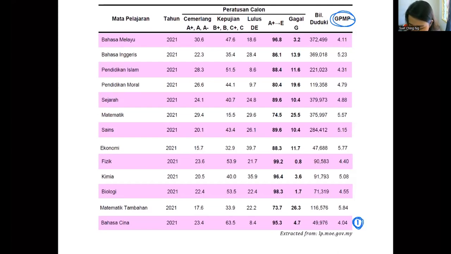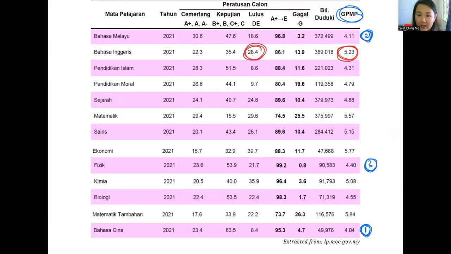4.11 BM, top scorer here. So we'll look at the top three, 4.40 physics top scorer here. So you can tell, English is at 5.23. So what does this mean? Trust is not the issue. Our passing rate is actually quite high at 28.4. The scoring of A minus, A plus is very low on average. So the passing rate isn't an issue.